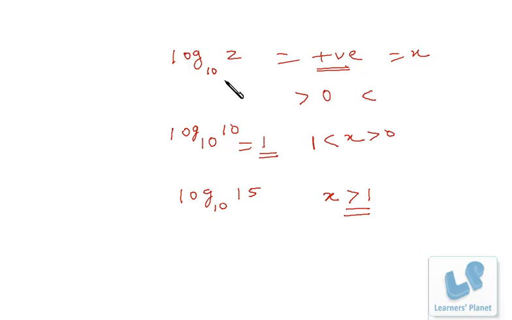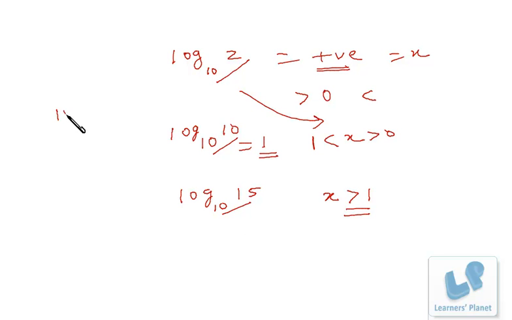So you see the difference here. If the index is smaller than the base, then the logarithm will be positive, but it will be less than 1, right? If base and index are the same, then the value will be 1. If the index is greater than the base, then the value of the logarithm will be greater than 1, right? So you need to keep all these things in your mind.